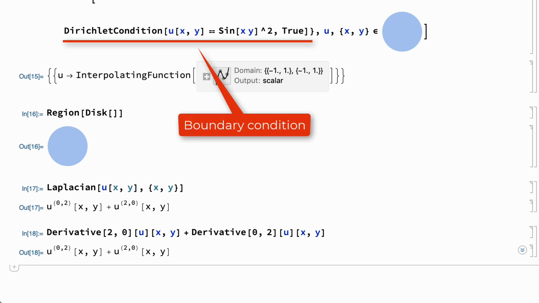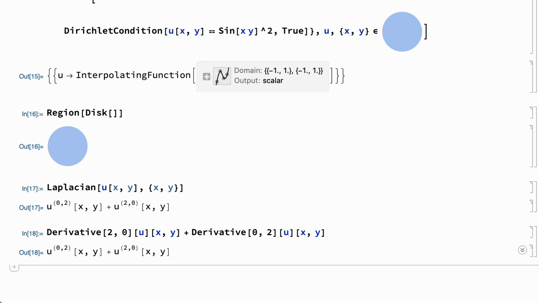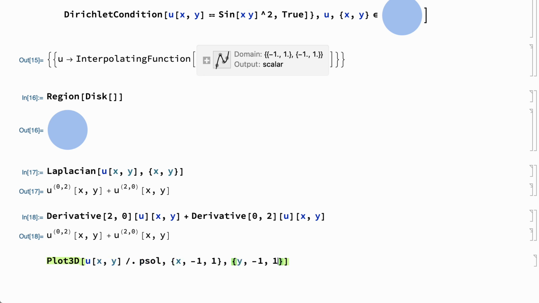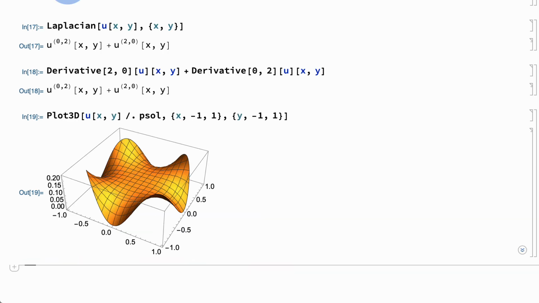Also, rather than explicit equations for the solution on the boundary, those conditions are entered here using the DirichletCondition function. Mathematically, a Dirichlet condition is a condition that gives the value of the solution on the boundary. Here is a plot of the solution. Physically, this solution could represent electric potential or steady-state temperature in a region.